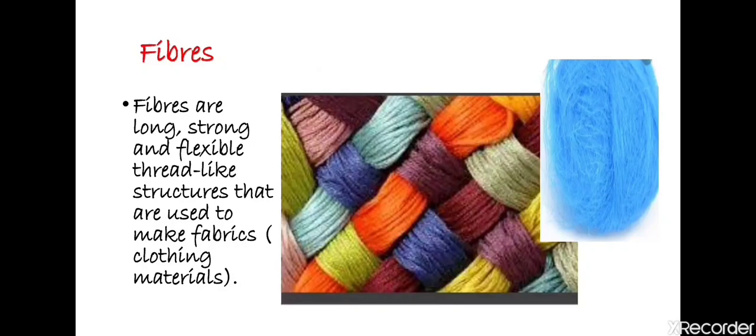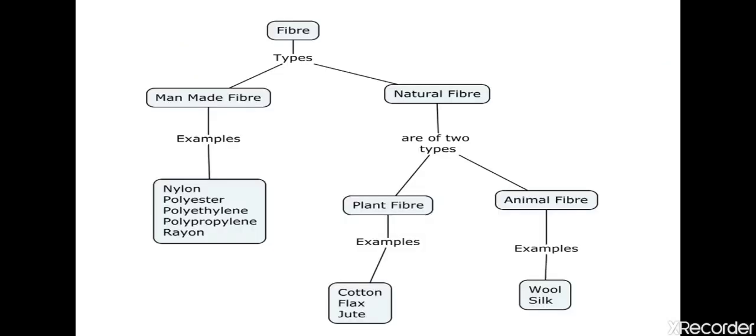There is a topic, that is, what is fiber? Firstly, you should know what fibers are. So fibers are basically long, strong and flexible thread-like structures that are used to make fabrics. Fabrics, basically, are clothing materials. Fine. And on the basis of their origin, we have mainly two types of fibers. We have man-made fibers and we have natural fibers. Man-made fibers are also called synthetic fibers or human-made fibers or artificial fibers.